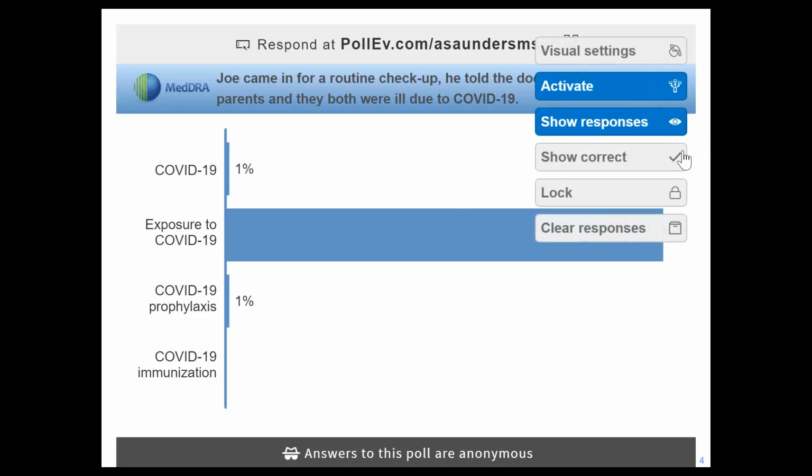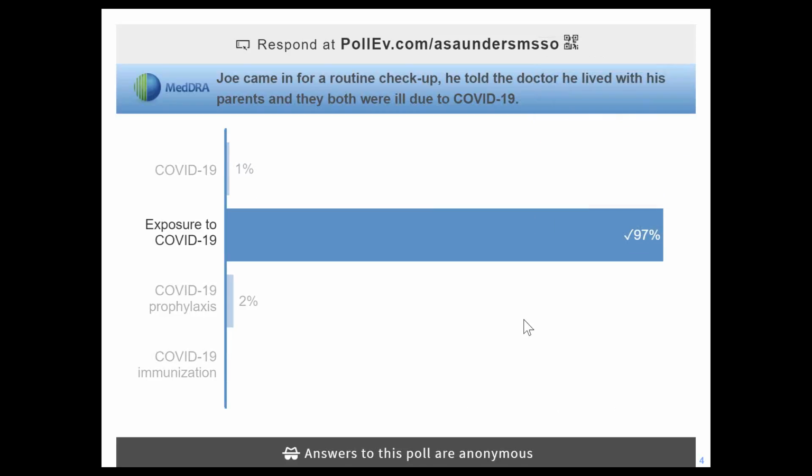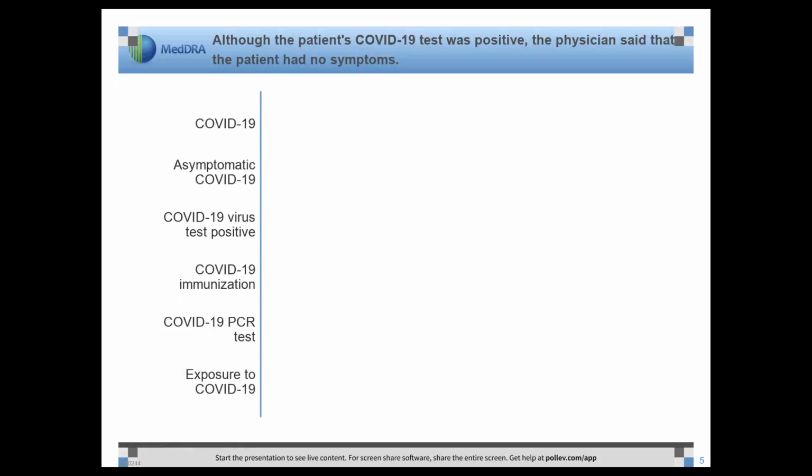So I'm going to go ahead and show you the correct answer here. I'm not going to lock the responses, but the correct answer to this coding narrative, we would suggest, is exposure to COVID-19, because the patient who has come in for his checkup is not reporting symptoms or illness of COVID-19, but instead just reporting an exposure to the illness. All right, great. So let's have a look at the next question.